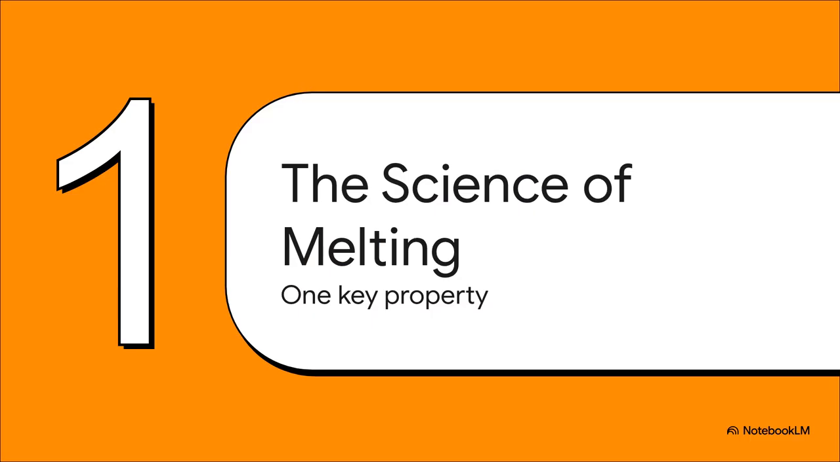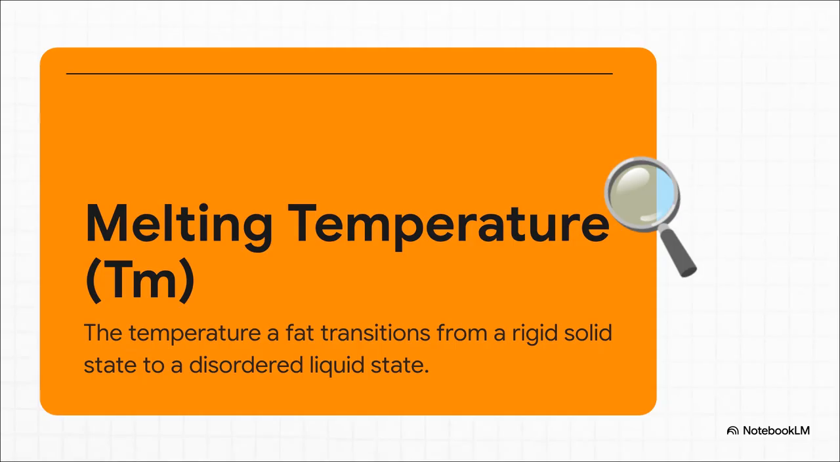Okay, so to solve the solid versus liquid mystery, we need to dive into the science of melting. Turns out it all boils down to one single key property that basically acts like a master switch for every fat out there. And that property is called the melting temperature, or just TM for short. You can think of it as a fat's own personal thermostat. It is the exact temperature where that fat stops being a rigid, ordered solid and becomes a free-flowing, disordered liquid. Every single fat has its own unique melting temperature.